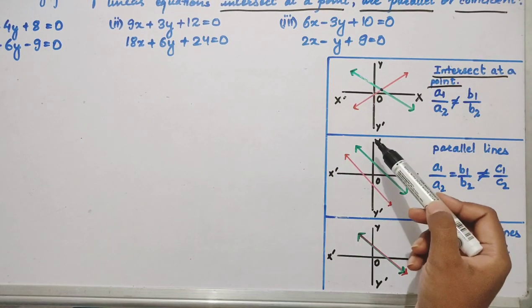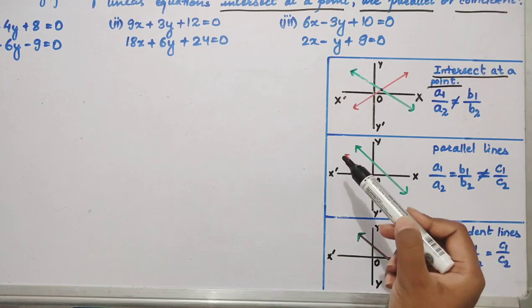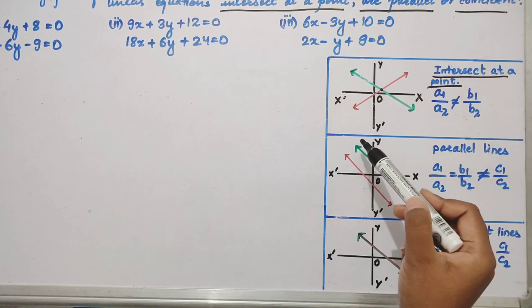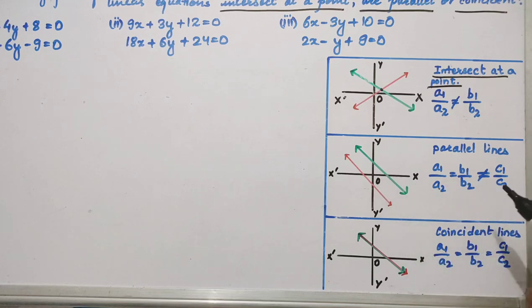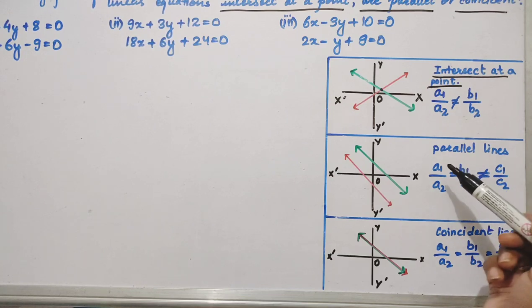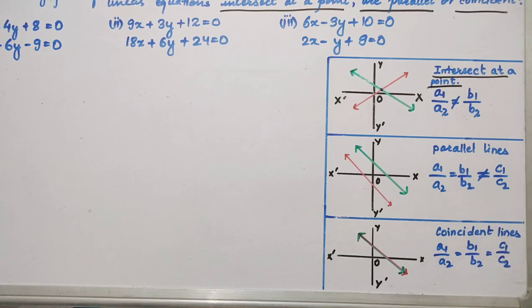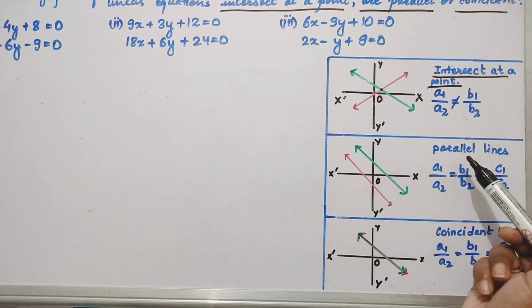Second we have x-axis and y-axis, and we can see over here both the lines are parallel to each other. In this case, the condition that follows is a1 by a2 is equals to b1 by b2, and if a1 by a2 is equals to b1 by b2, we have to go one step further to check with c1 and c2, and if it is not equals to c1 by c2, then the lines are parallel.